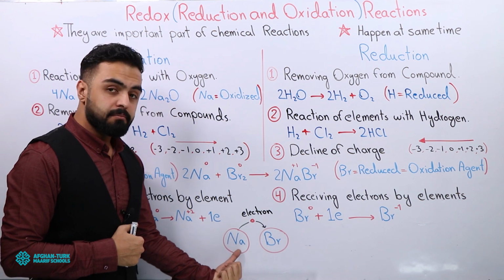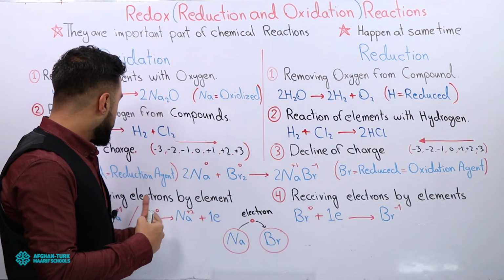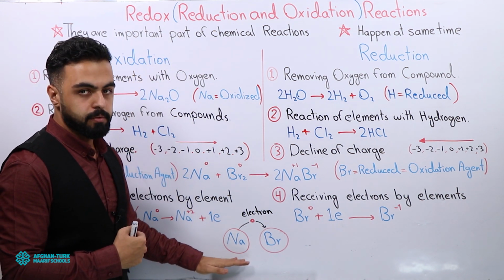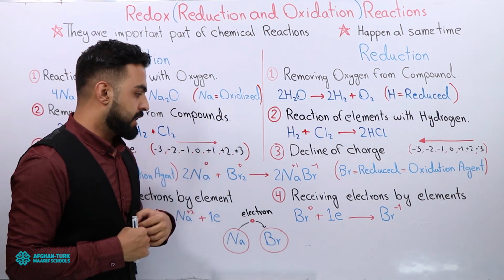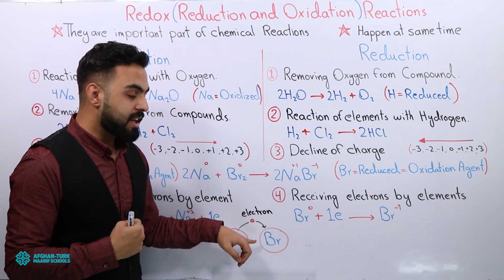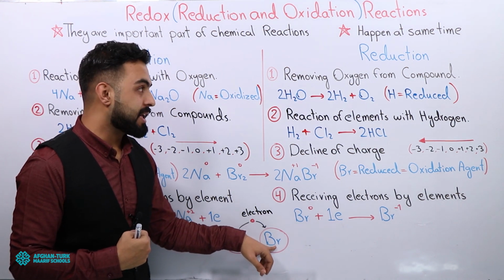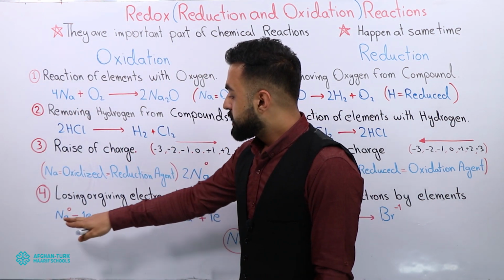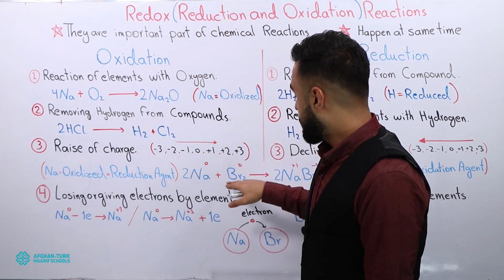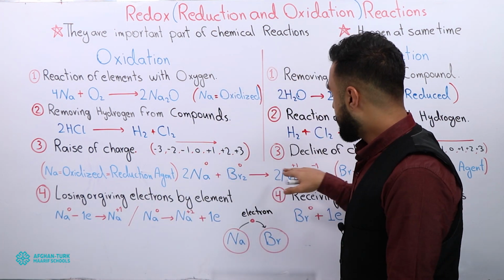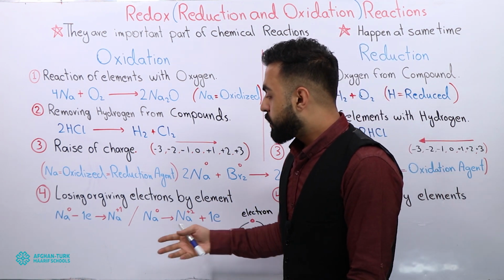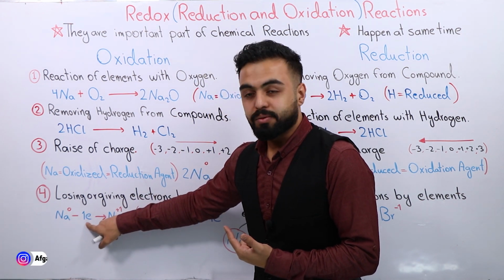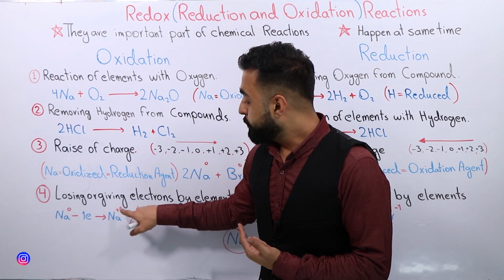So sodium gives electron. Because it gave electrons, it is oxidized. Oxidation happened for sodium. And bromine receives electron. So because it receives electrons, reduction happened. It is reduced. Here, how do we write it in a chemical equation? Sodium at first in the reaction, and again the same reaction, sodium is 0 and changed to positive 1. So what happened? At first, sodium is 0 and it loses 1 electron. We write -1 and it changes to positive 1.